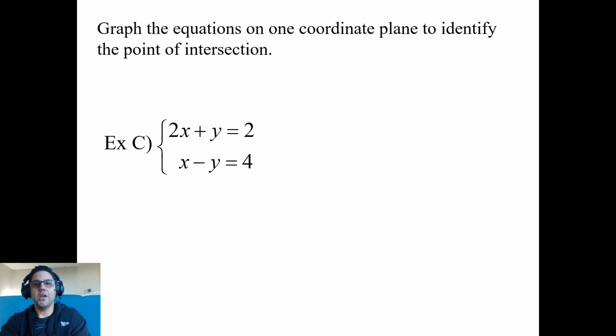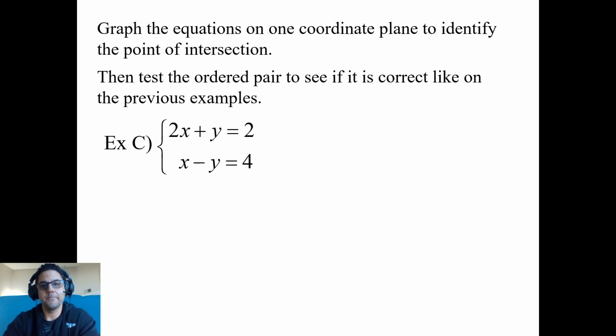All right, graph the equations on one coordinate plane to identify the point of intersection. Now, you've got two basic ways to graph, even though we can use our data table. You can use your intercepts. Some of you are really amazing at that, but I'm going to suggest that most of you will be using your slope-intercept form. Once I graph it, I'm going to test it to see if it truly does work, kind of like what we did on example A and example B.